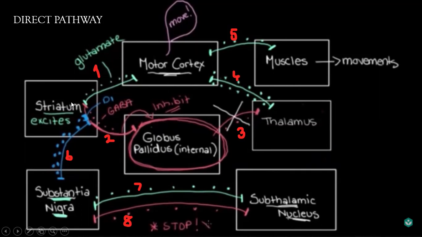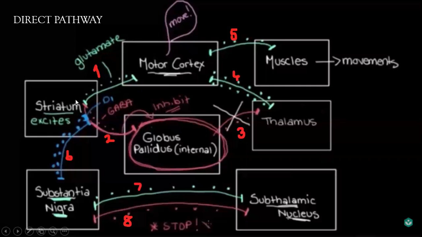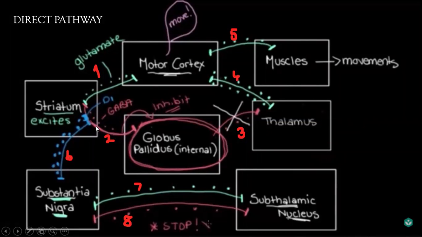Striatum is excited. This excited striatum is actually making a synapse with an inhibitory pathway. This inhibitory pathway is going into the globus pallidus, so this is going to the globus pallidus interna. The striatum is excited just to inhibit the globus pallidus interna. This globus pallidus interna in turn is going to inhibit the thalamus.